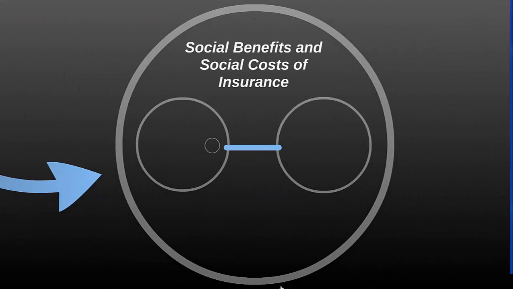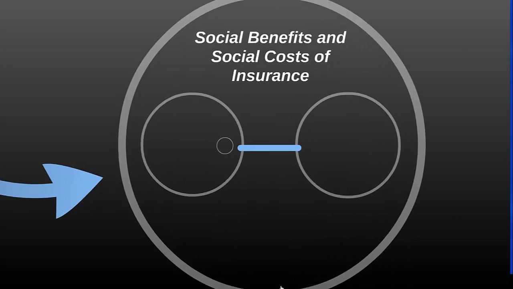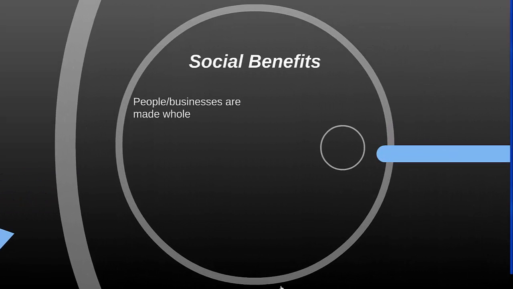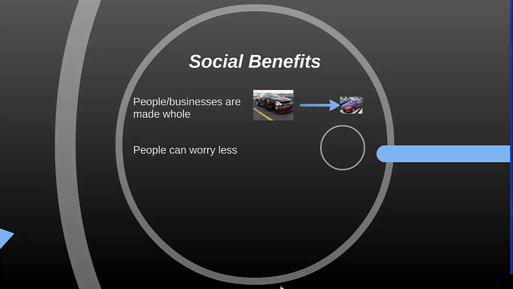Now let's look at the social benefits and social costs of insurance. Let's start with the social benefits. Insurance makes businesses and people whole so that they can continue doing what they were doing before. Without insurance, if you had a car accident and you didn't have the financial resources to get your car repaired, you might have to go without transportation, you might lose your job, or have to quit school. Insurance allows people to continue to be productive members of society. Also, people can worry less with insurance. They know that their family and their own financial security is protected, and the same is true for businesses.